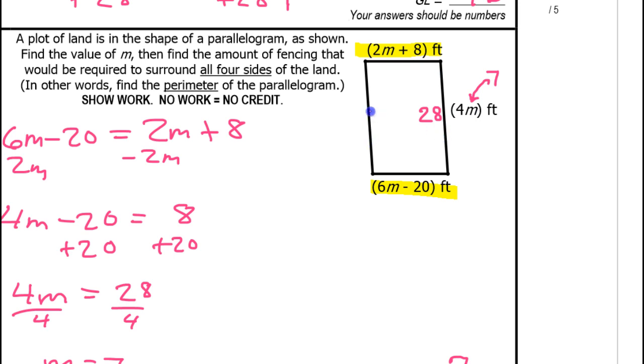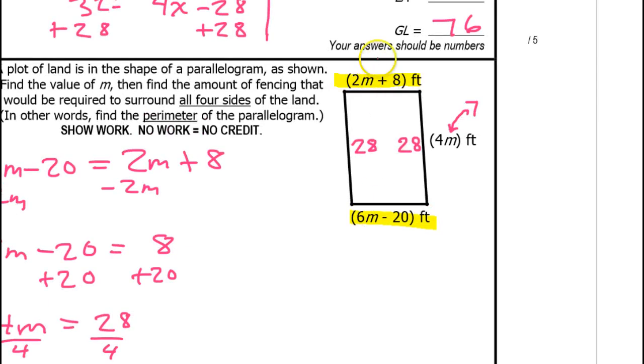Anyway, this is a parallelogram, so opposite sides are congruent. So this side over here is also going to be 28. Meanwhile, if I put 7 in for m right here, that's 2 times 7, that's 14. Plus 8, so that's going to be 22. And if that's 22, then this side will be 22. No need to plug in.